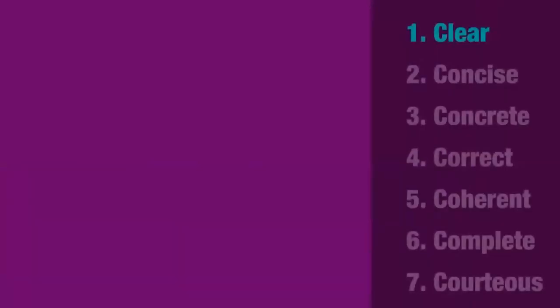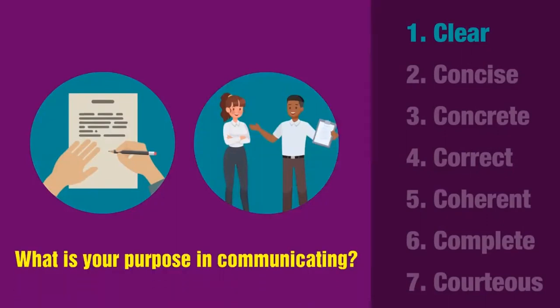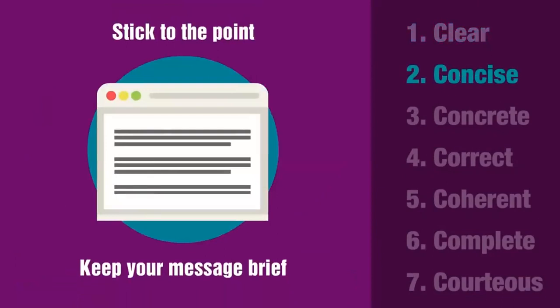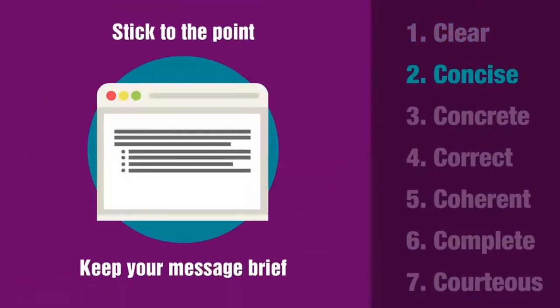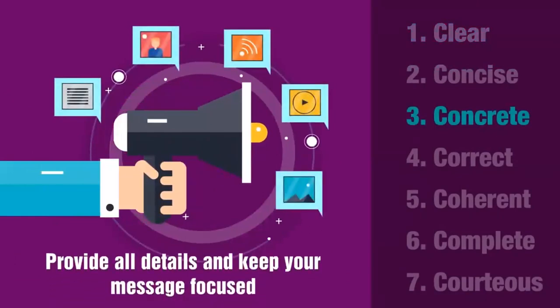Be clear. When writing or speaking to someone, be clear about your message. Think what your purpose is in communicating with another person. If you're not sure, then your audience won't be either. Be concise. Keep your message short and to the point. Make sure your message is concrete and gives your audience a clear picture of what you want to say.